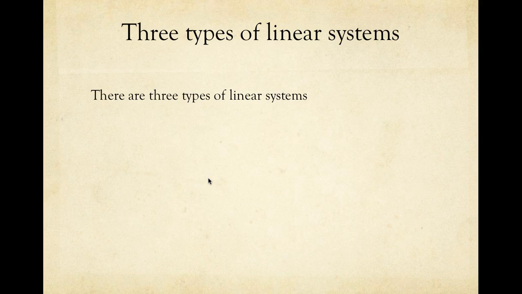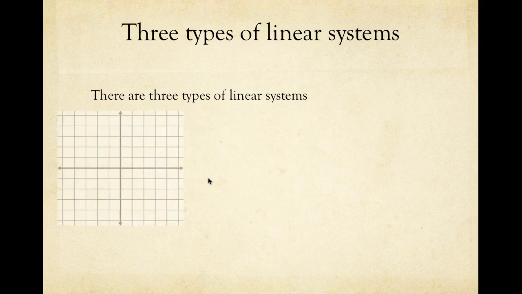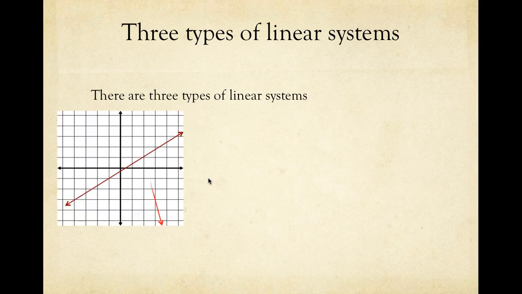There are 3 types of linear systems. There's the first type where you only have one solution. And when you have one solution, we call this a consistent system.